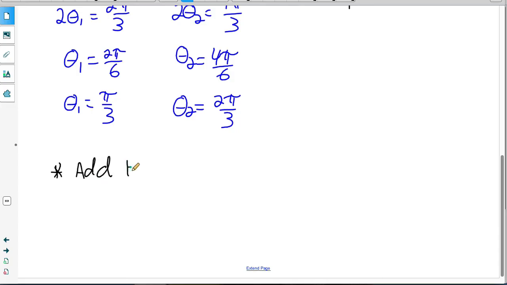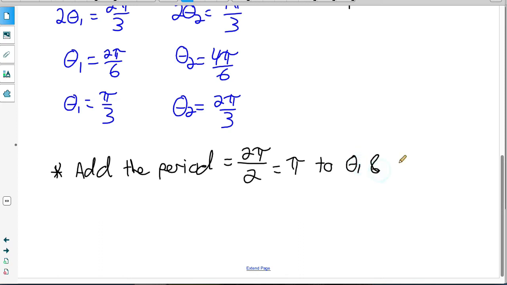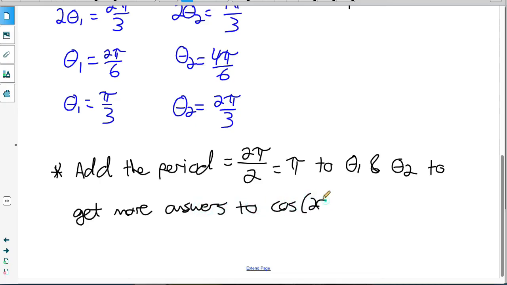Add the period. And remember, we always calculate period by doing 2 pi over the absolute value of k. And in this case, the k value is 2, right? It's a cos of 2x function. So the period is pi. So we add the period of pi to theta 1 and theta 2 to get more answers to cosine of 2 theta equals negative a half. Right? If I add the period to this one and to this one, I get 2 more answers.